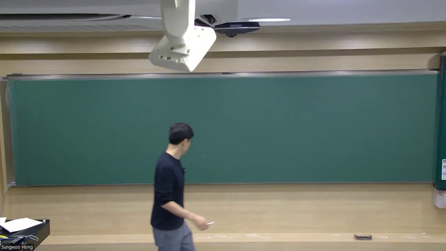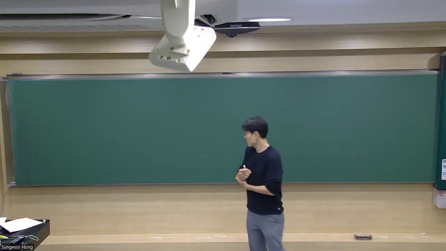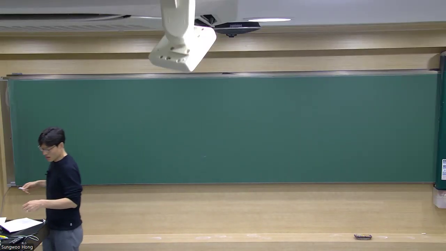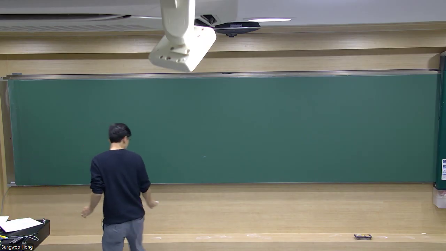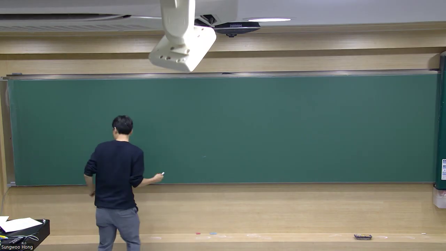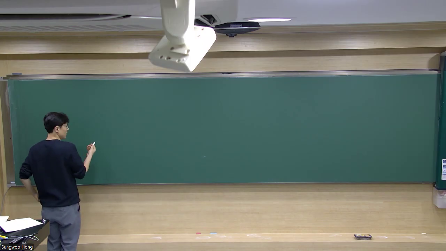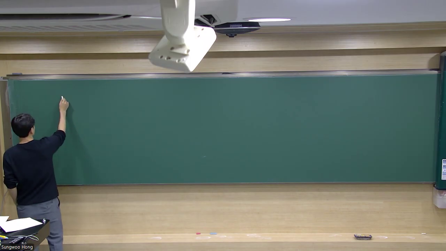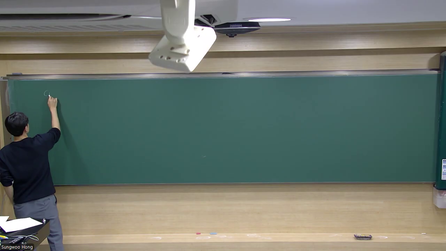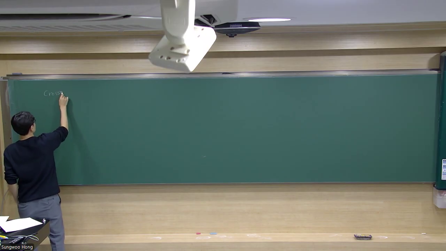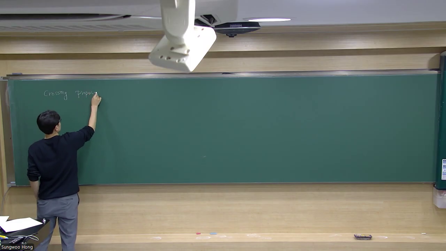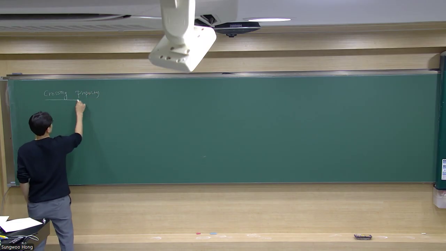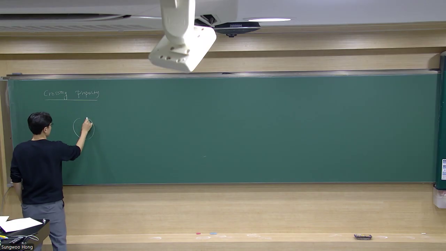Okay, let's continue. So I guess I can review very quickly, just recap what we almost just talked about. I was discussing the crossing property. So here is a quick summary of what we could talk about.